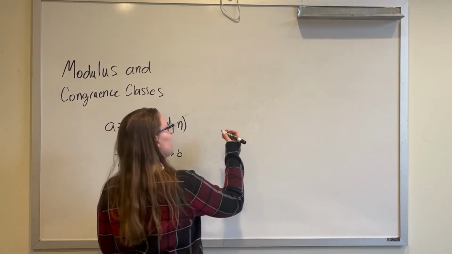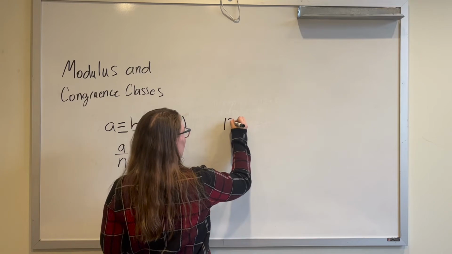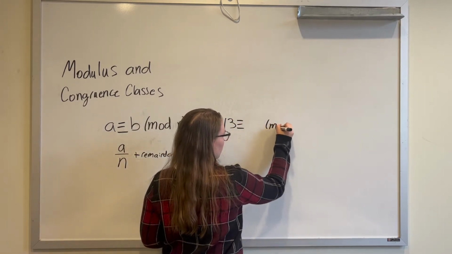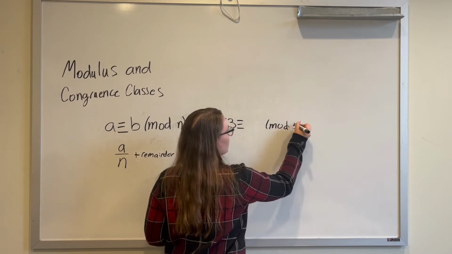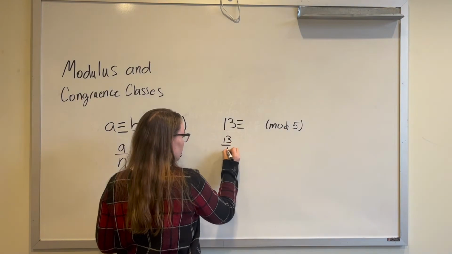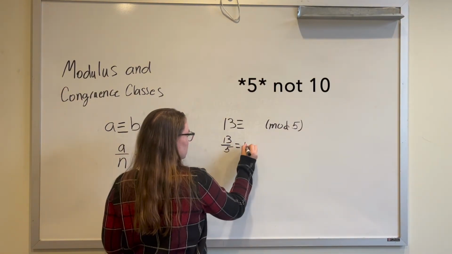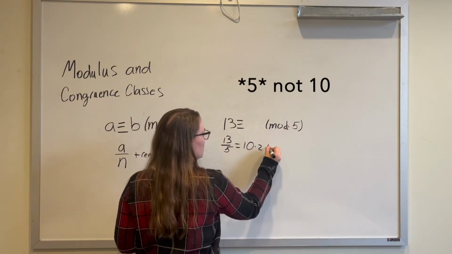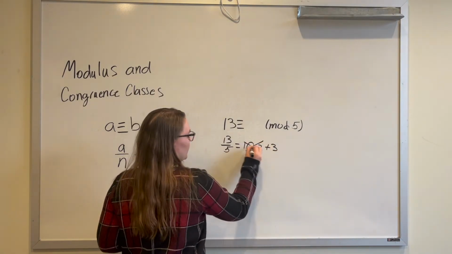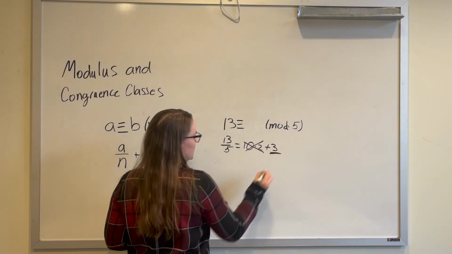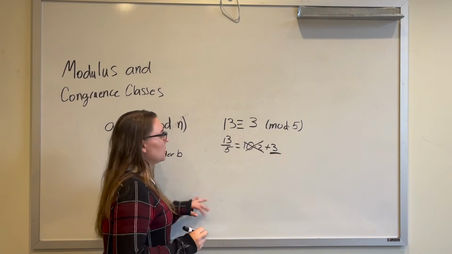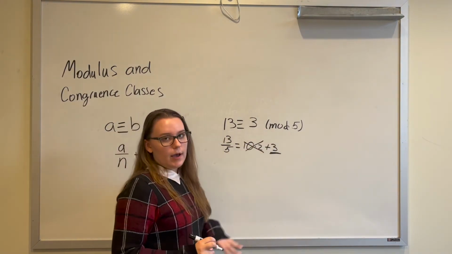For example, if we wanted to find the value of 13 congruent to some number mod 5, we would divide 13 by 5, and we would get that it's equal to 5 times 2 plus 3. And now, we don't care about this number. All we want to look at is the remainder. And that is the answer to what goes in there. It's congruent to 3 mod 5.